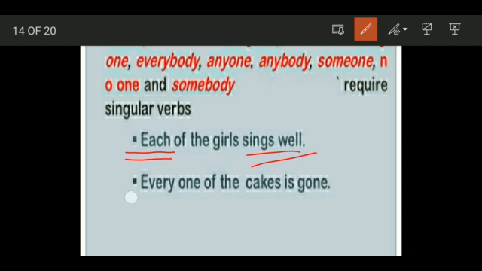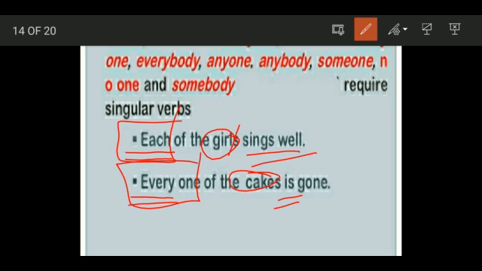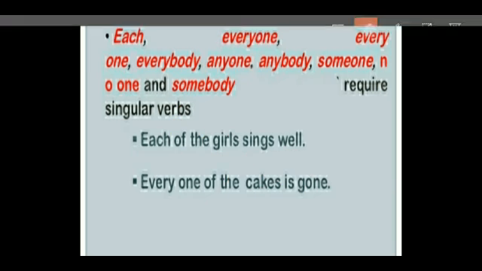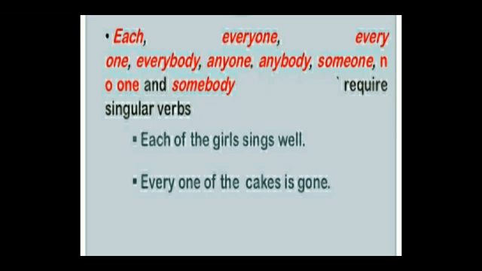Every one of the cakes, every is used, so we will use singular verb is gone. Doesn't matter here the girls is written, it is plural, or cakes is plural, whatever, doesn't matter. You just look at it. If each is given, everyone is given, anyone, someone, somebody, everybody, if that is there, you will simply use singular verb. So remember this rule with each, everyone, everybody, anyone, anybody, somebody, someone, especially each. Remember each, every. So with these we will use singular verb.